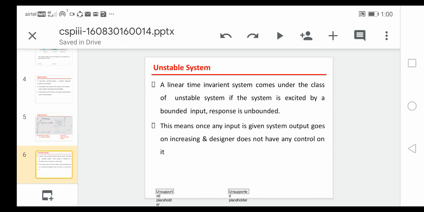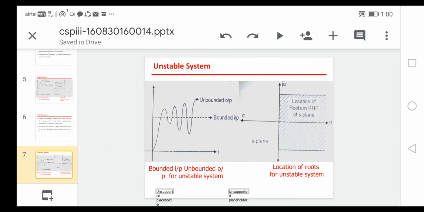A linear time invariant system comes under the class of unstable systems if, when the system is excited by a bounded input, the response is unbounded and not within limits. If it is unbounded, then the system is unstable. This means once any input is given, the system output goes on increasing and the designer does not have any control over it. According to mathematical calculations, if the roots are on the right half of the S plane, then the system is unstable, and that is an unbounded situation.